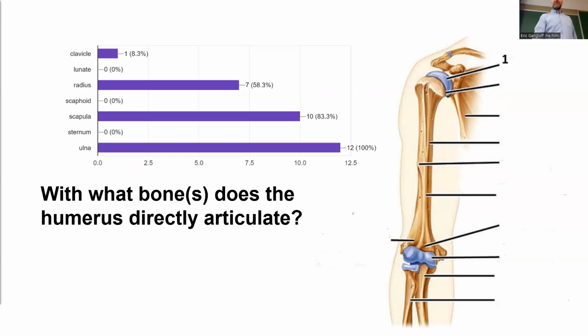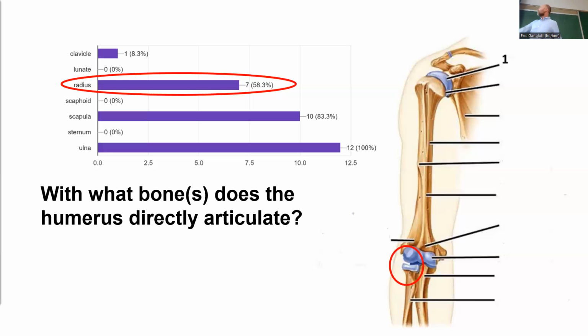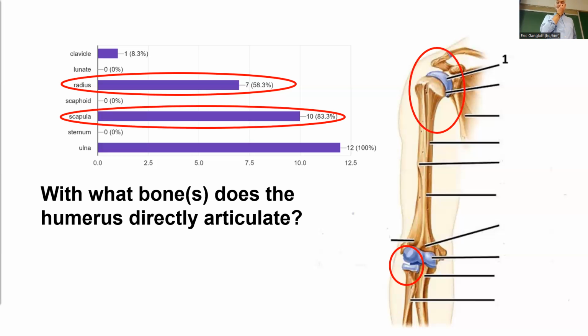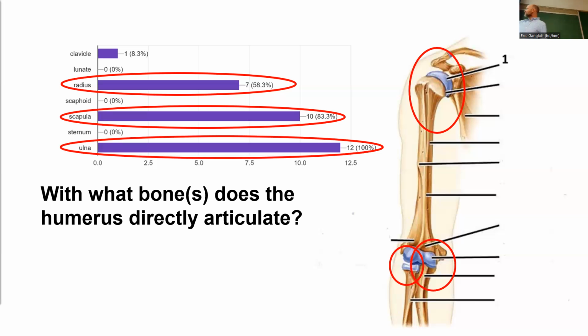And I asked you, what bones does the humerus directly articulate with? Most of you said the radius, which is correct. Now remember, I really emphasize that your elbow joint is the joint between your ulna and your humerus, but there is a little spot right here where the radius does articulate with the distal end of the humerus. We have this roundish area called the capitulum. The humerus also, of course, articulates with the scapula at the shoulder joint, and that's the proximal articulation of the humerus. And then, of course, at the elbow, the distal articulation with the ulna. And 100% of you got that.